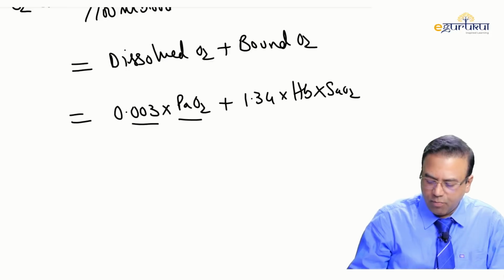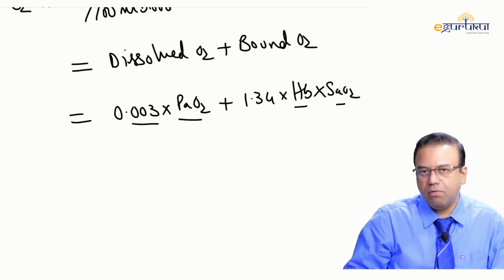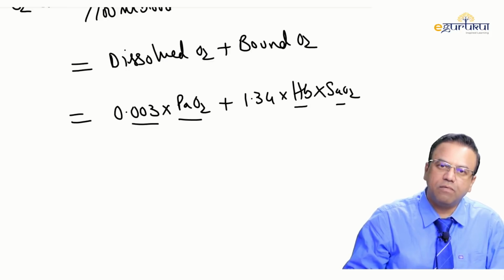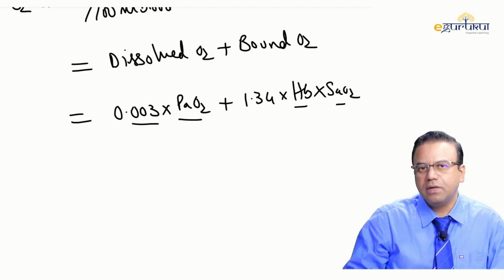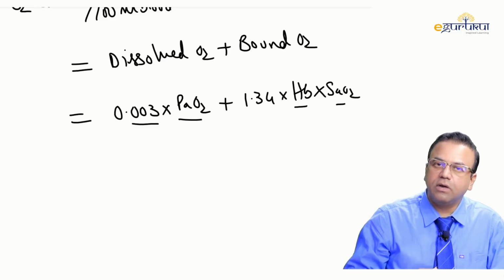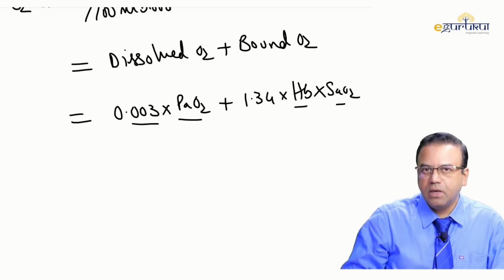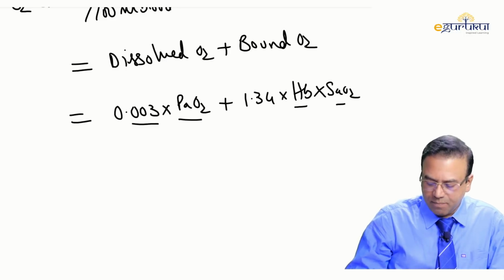Whereas when you look at 1.34 into hemoglobin into saturation, however low the hemoglobin, the bound hemoglobin will still be the most important hemoglobin present in the blood, basically required for transporting oxygen from the lungs to the tissues.